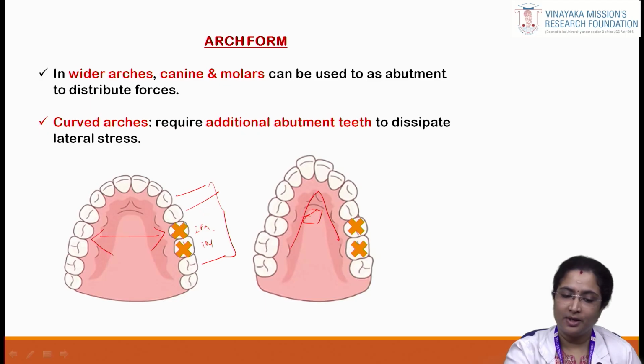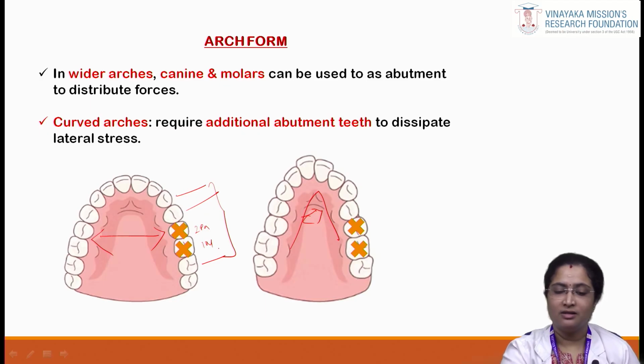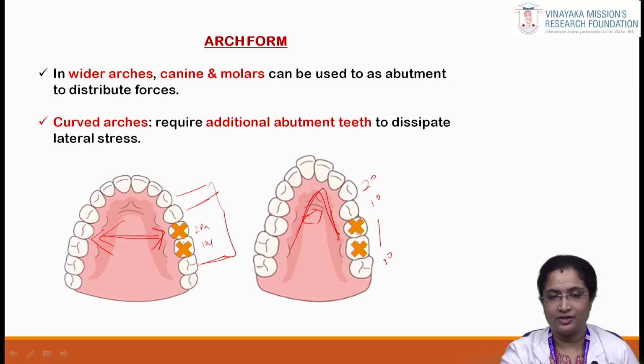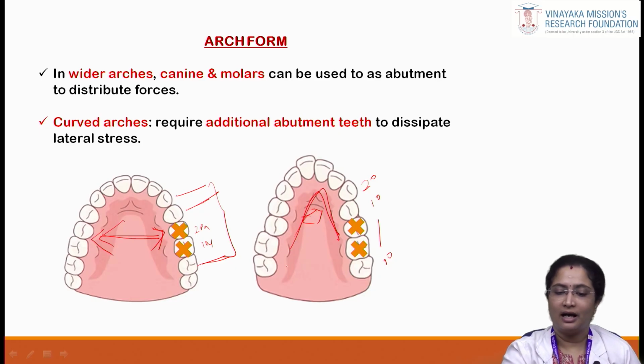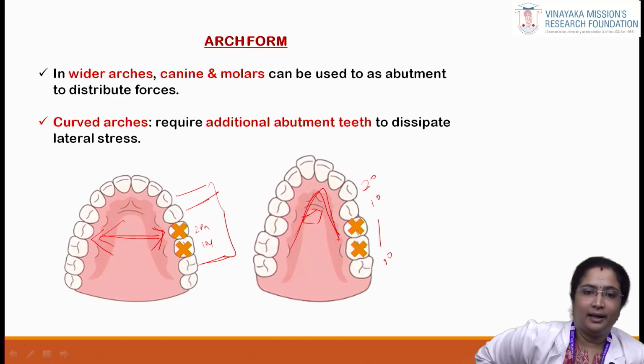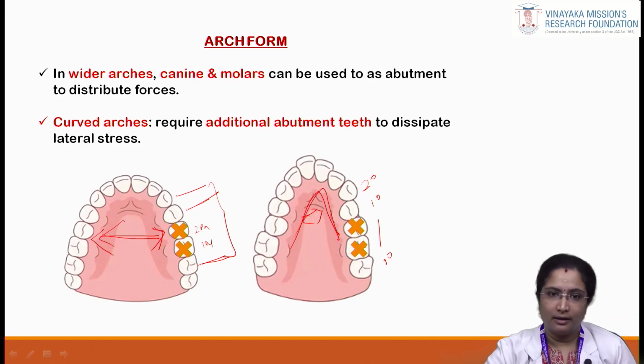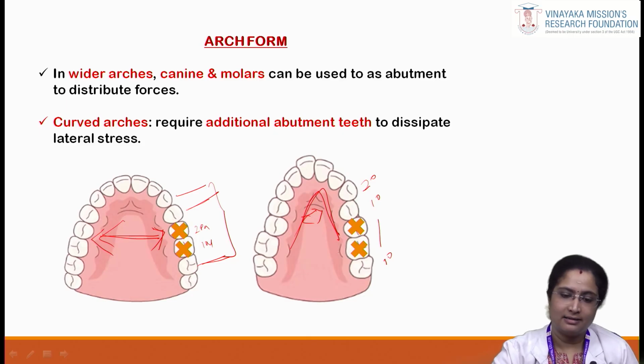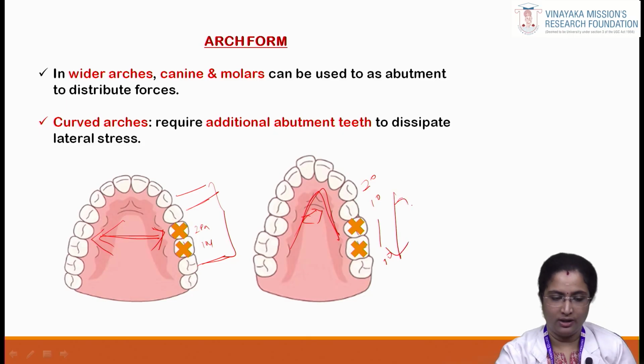Sorry to tell, in this first picture we can take only the first two abutments, that is the first premolar and the second molar, as an abutment if the arch is wider. But if the arch is narrow or tapered, we have to consider an additional abutment other than the primary abutment. In that case we can take this canine as a secondary abutment. So in curved arches or tapered arches, the abutment we are going to use should be the canine as a support if we are replacing in a clinical situation like this.